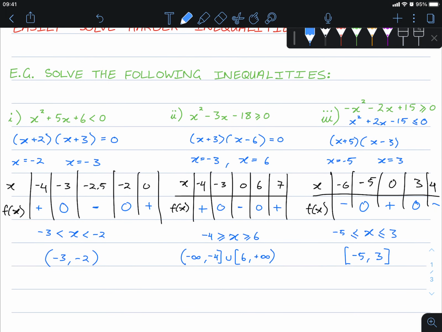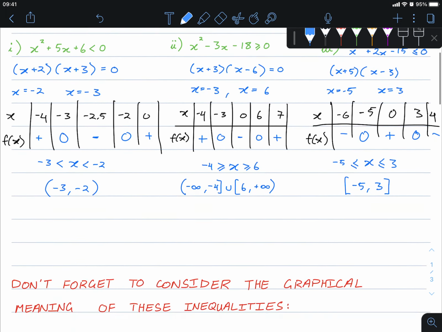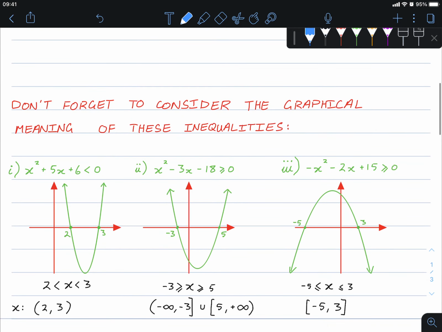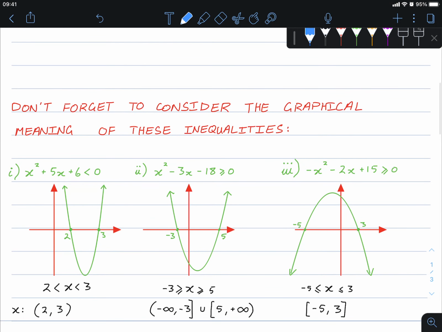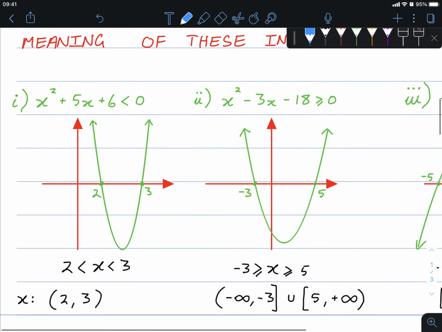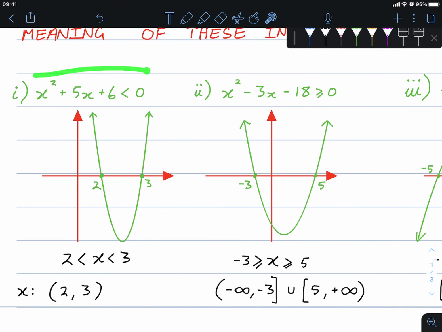And just to finalize this, as I was mentioning that these are actually parabolas, let's not forget to consider the graphical meaning of these inequalities. So these are the exact same 3 functions that we just worked with. The first one asked, where is the function less than 0? Well, between 2 and 3.